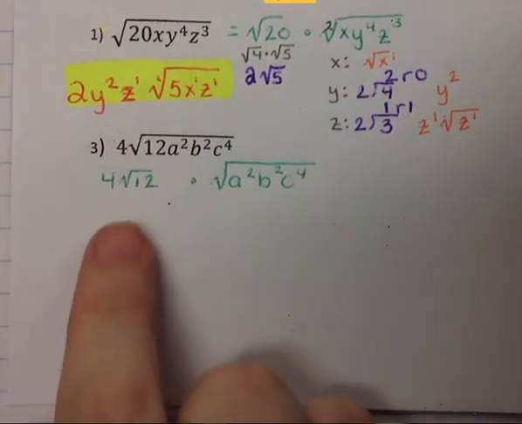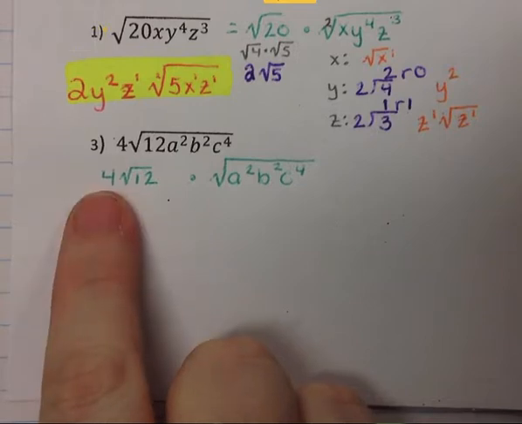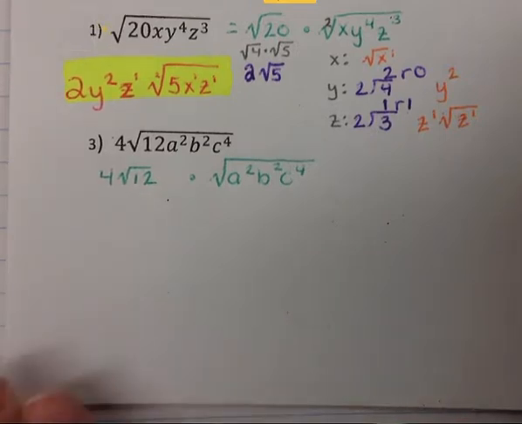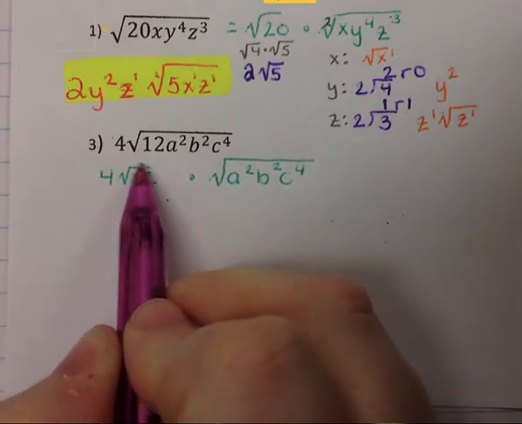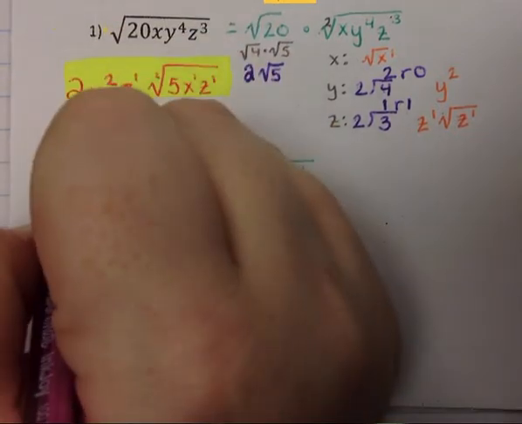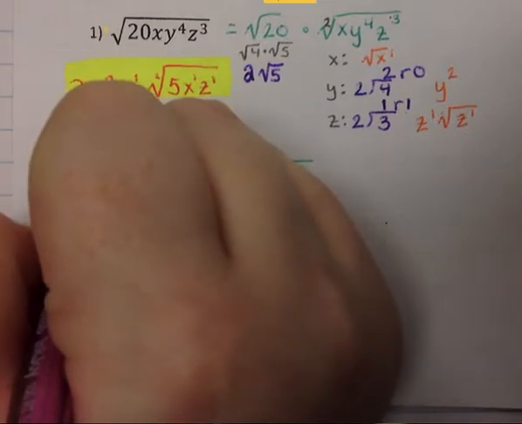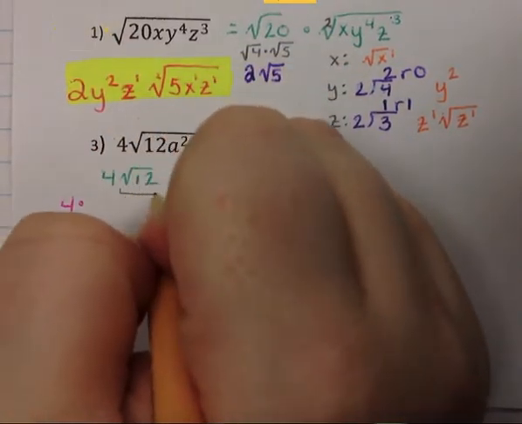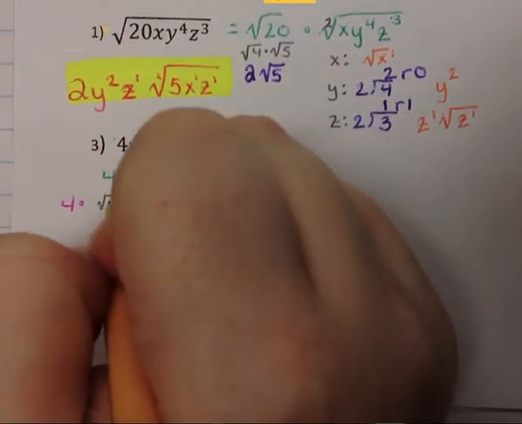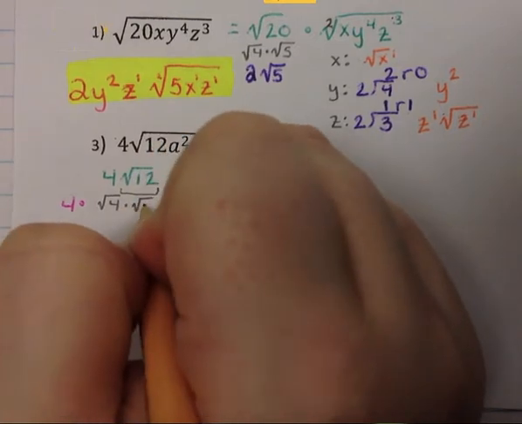For the numbers, we actually have a coefficient already. And again, just like before, the coefficient will just multiply to the coefficient we're able to simplify. So we'll keep this 4 on the outside times the square root of 12, which is really the square root of 4 times the square root of 3.